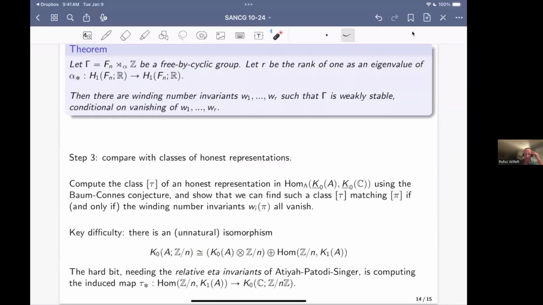The hard bit is understanding what happens on the K1 part. So it doesn't look like you should need K1, but you do. And that you can compute using the relative eta invariants, so something from index theory defined by Atiyah and Singer in the mid-70s. And this map on the torsion part of K1 as a map to the K0 group of C with finite coefficients, that's computed by the Atiyah-Singer relative eta invariants, whatever those are. Some, again, index theoretic thing, which is defined geometrically. And the Baum-Connes conjecture lets you relate those two things to each other. It's important this splitting is not natural because the K1 group of complex numbers is trivial. So if it was natural, then the map here would necessarily be trivial. It's not. And the fact that these things cannot vanish tells you that it's not natural.